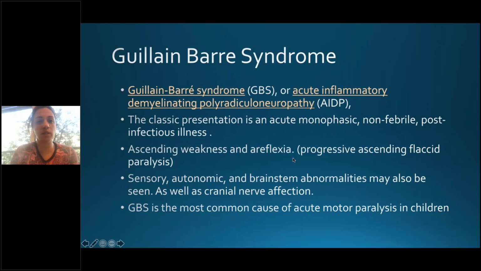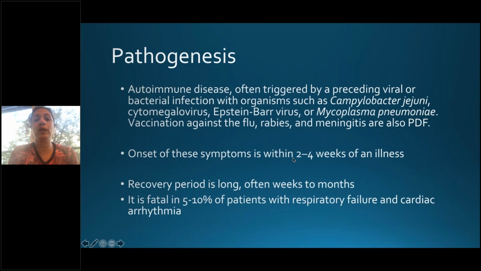Then if we continue, it's normally a preceding bacterial infection, such as Campylobacter, or viruses, such as cytomegalovirus, Epstein-Barr virus, Mycoplasma. Vaccination against flu, meningitis, and rabies can also cause Guillain-Barre syndrome. The symptoms usually occur within 2 to 4 weeks from the trigger, but the recovery period is quite long, sometimes taking up to months. And it's fatal in 5 to 10% of our patients, where they have respiratory failure and cardiac arrhythmia.